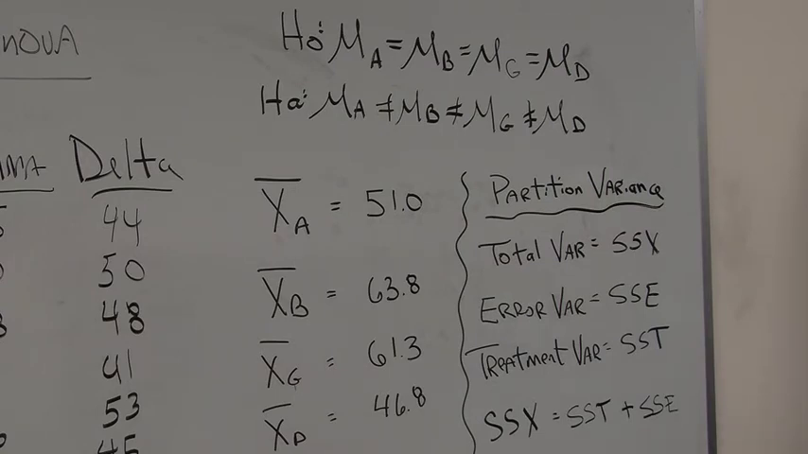And what we are interested in finding is, do any of these tire brands, alpha, beta, gamma, delta, last longer than the other tire brands?